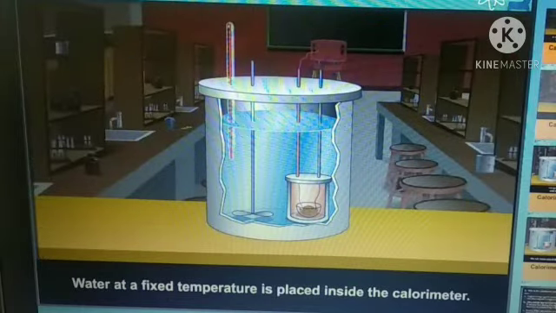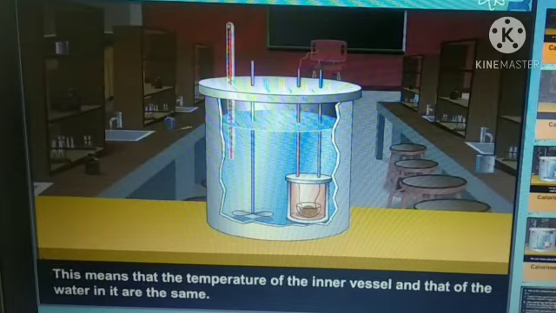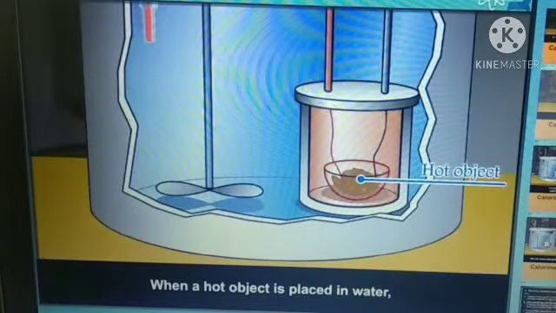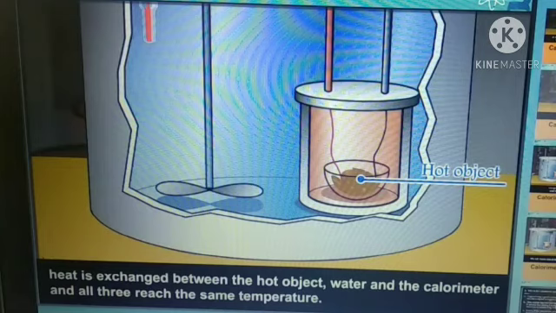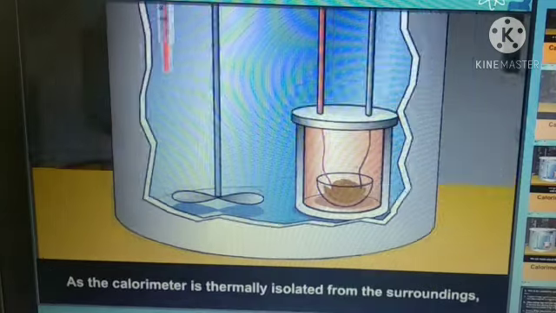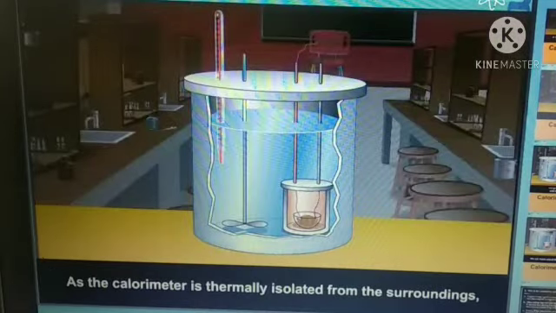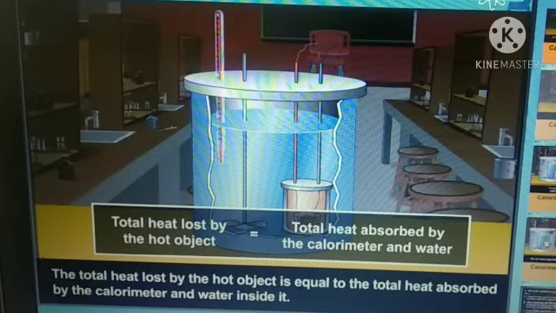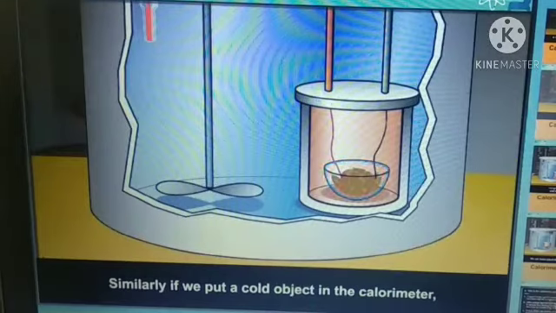Water at a fixed temperature is placed inside the calorimeter. This means that the temperature of the inner vessel and that of the water in it are the same. When a hot object is placed in water, heat is exchanged between the hot object, water and the calorimeter, and all three reach the same temperature. As the calorimeter is thermally isolated from the surroundings, the total heat lost by the hot object is equal to the total heat absorbed by the calorimeter and water inside it.